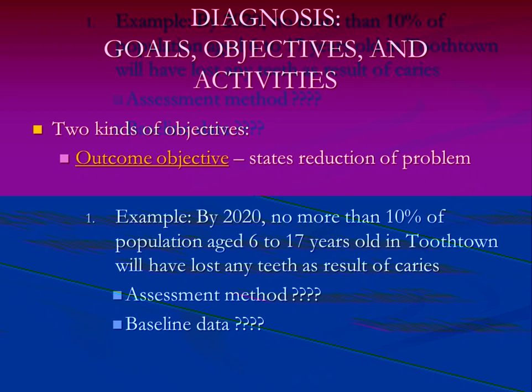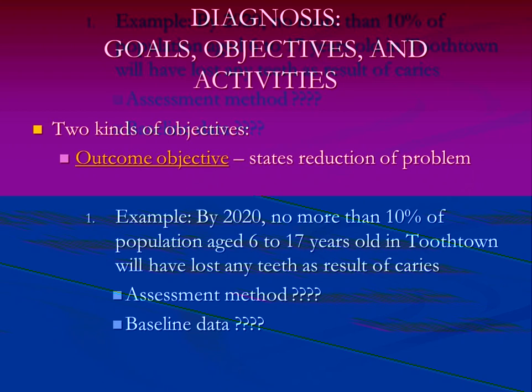So basically what it is, what you want to achieve at the conclusion of your oral health promotion program. So for example, by 2020, no more than 10% of the population aged 6 to 17 years old in Toothtown will have lost any teeth as a result of caries. So if we deconstruct this particular sentence, we can identify those 5 components of this particular objective.